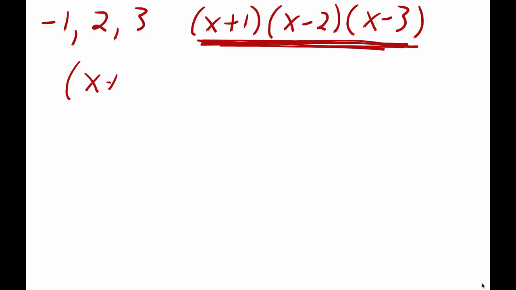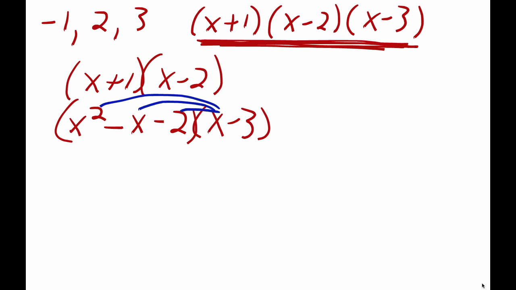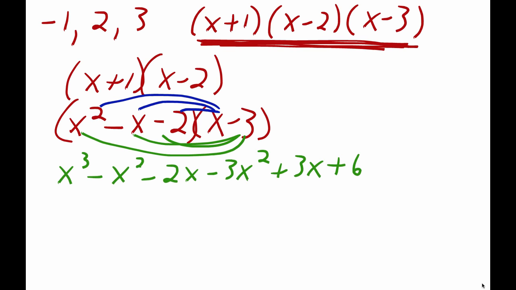So I'm going to FOIL the first two. So to save time there, I just FOILed the x plus 1, x minus 2, and then I got the x squared minus x minus 2. Now I'm going to multiply that by x minus 3. So everything, the x in the x minus 3 has to go times everything in the first one, and then the 3 has to get multiplied in there. So we have to multiply this times that, and that, and we have to multiply this times that, and that.